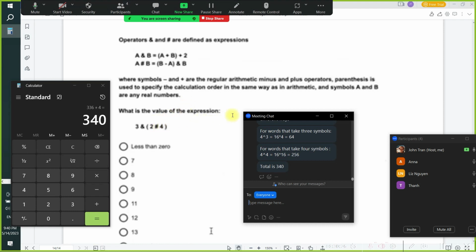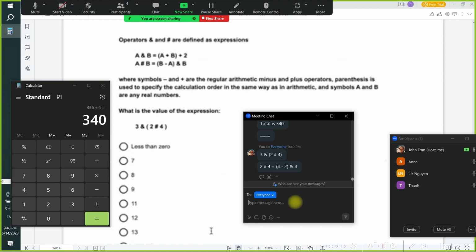What is the value of the expression here? So 3 and 2 sharp 4. We have to separate 2 sharp 4 first. It's going to be 4 minus 2, and then and 4.